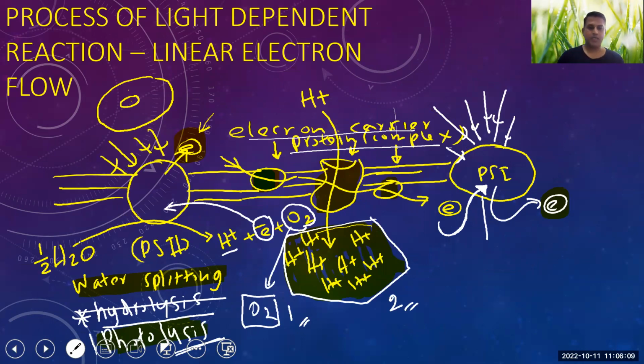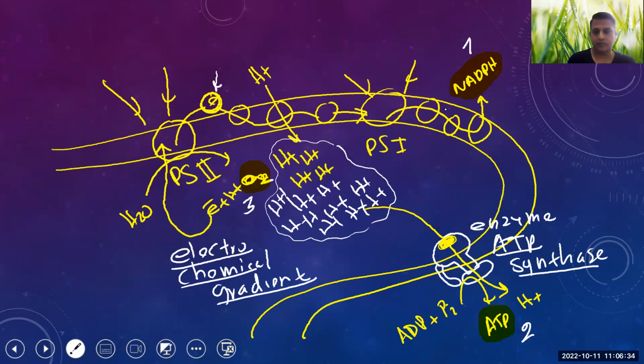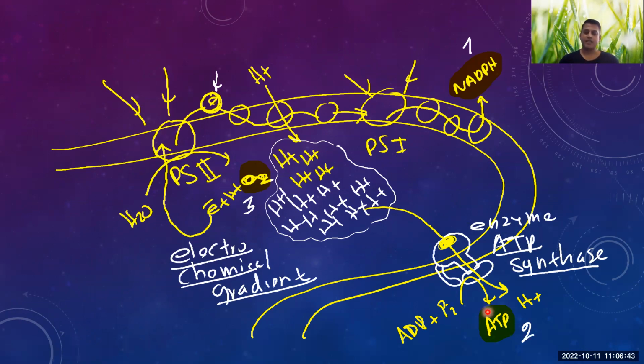In the first part, the PS2 complex, hydrogen ions are pumped in and photolysis takes place. And in the second part, PS1, only the electrons move into NADPH. It forms NADPH. What are the products of the light-dependent reaction? NADPH, which is an energy-rich molecule, and we have learned previously ATP, the energy currency, and oxygen as a byproduct.